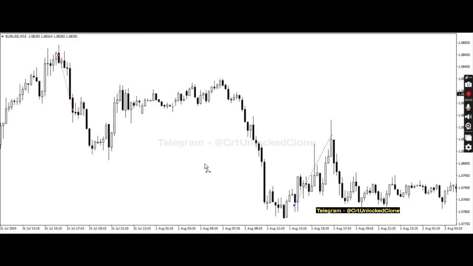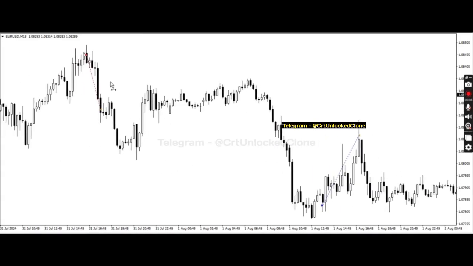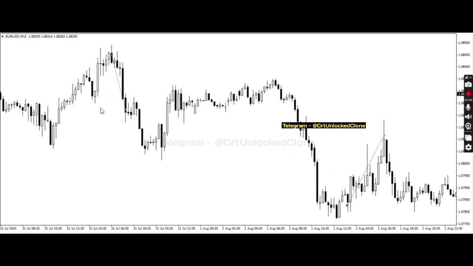Now right here you can see that this is my execution of that turtle soup entry, right? My stop loss was around 8 pips, and then I targeted this CRT low right here, and that was my trade. I also took this trade right here on Thursday.